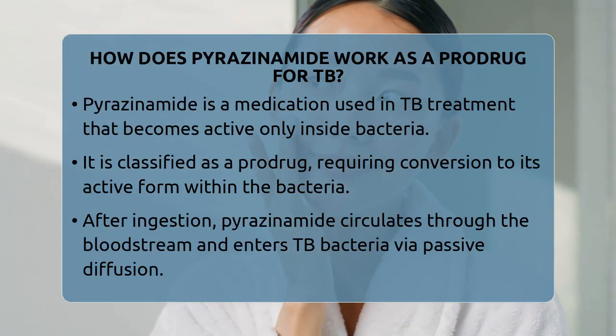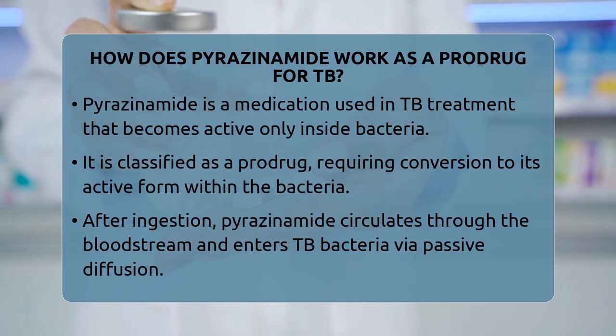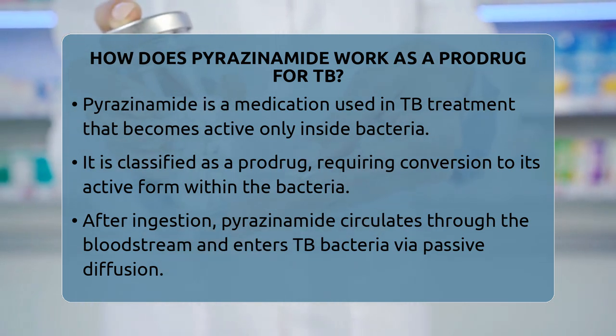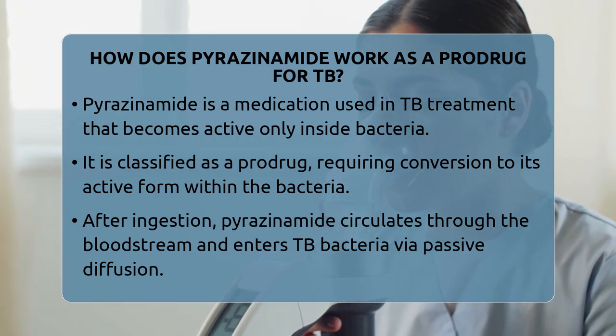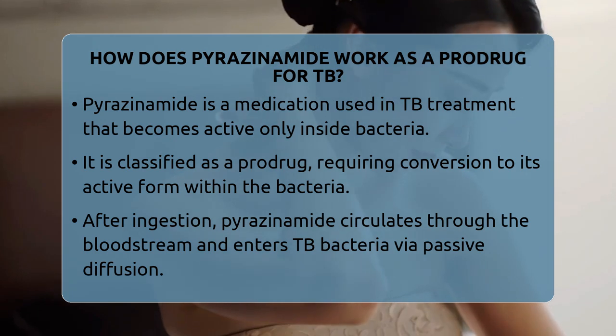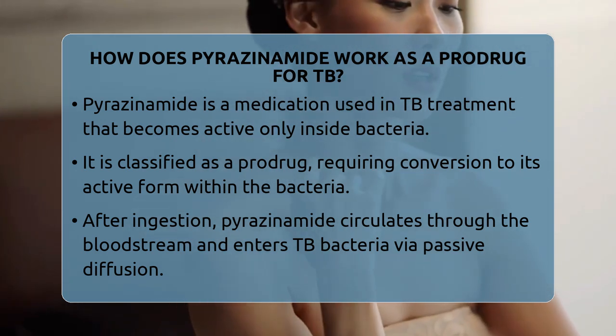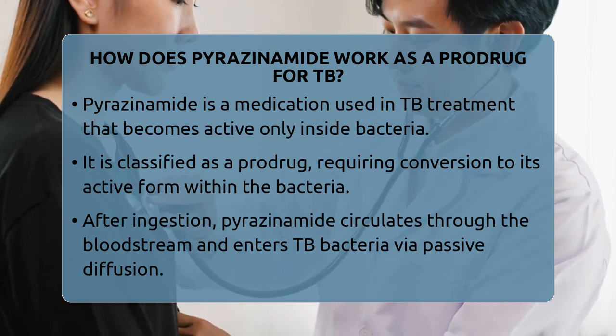How does pyrazinamide work as a prodrug for TB? Imagine a medication that only becomes active once inside the bacteria causing tuberculosis. That's exactly how pyrazinamide functions. It is a key drug in modern TB treatment because it can shorten therapy and target bacteria that other drugs might miss. But it doesn't start out as an active agent.